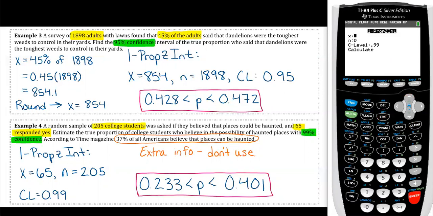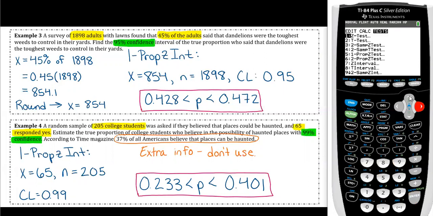So, I mean, if you wanted, you could type like 0.45 times 1898 here. And actually, let me go ahead and do it, and I'll show you what's going to happen if you leave that value there. n is 1898, and C-level is 0.95. Okay, so if you go to Calculate, you're going to get a domain error. That's because we left a decimal in for our x value. It's kind of a good reminder that, oh, hey, I did something wrong.